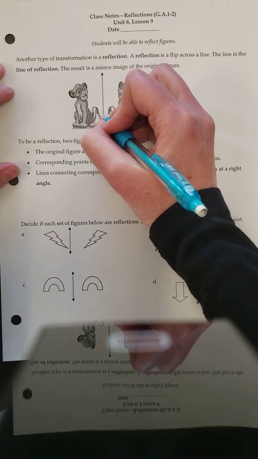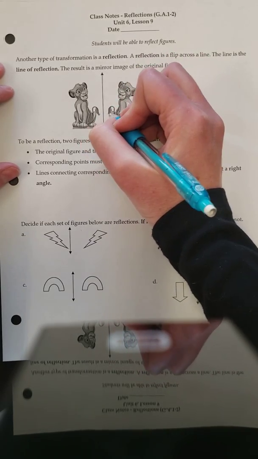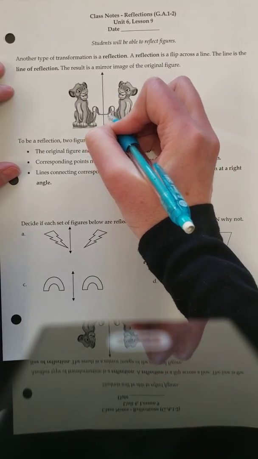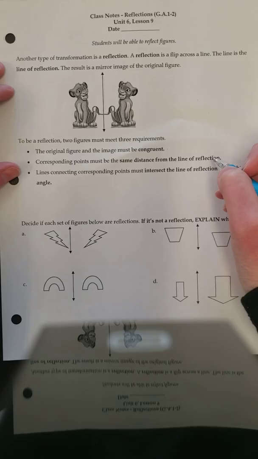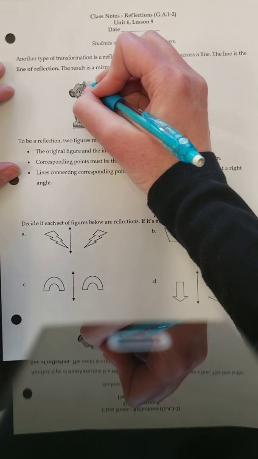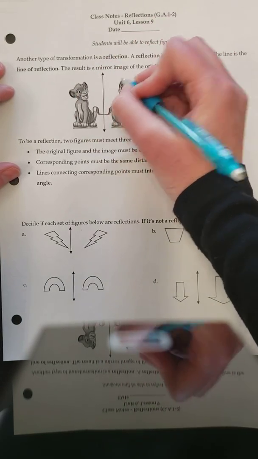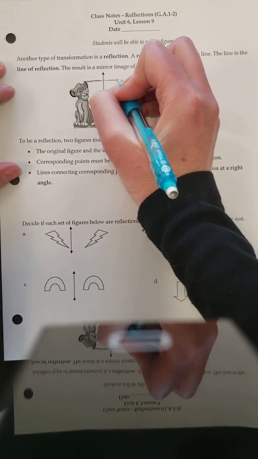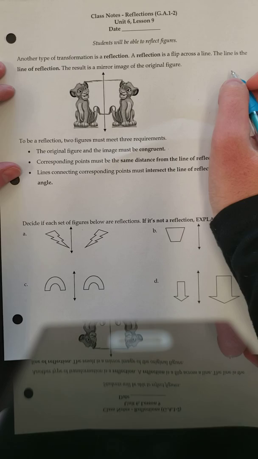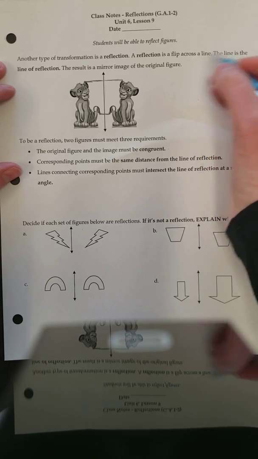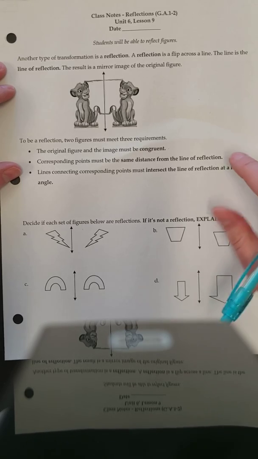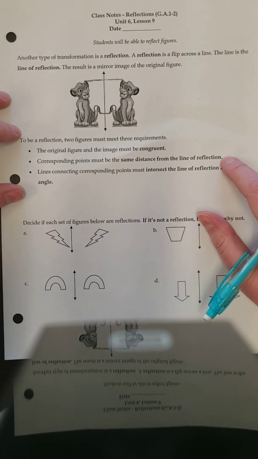So if I look at the tip of Simba's tail and I look at the same point on the other Simba, is this distance and this distance the same? Yes, it is. If I take the top of this ear and the top of this ear, are those the same distance from the line of reflection? Yes, they are. And so I could do that with any point on these two Simbas, and the corresponding points would be the same distance from that line of reflection.